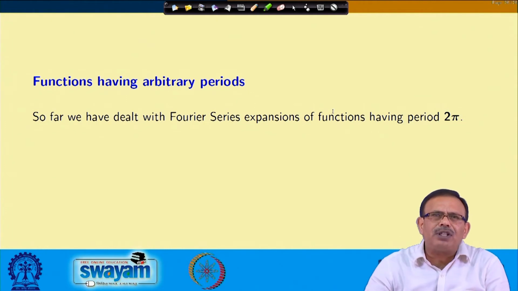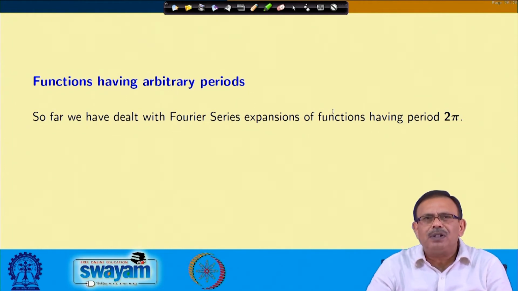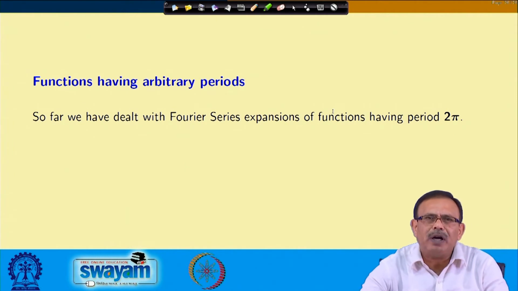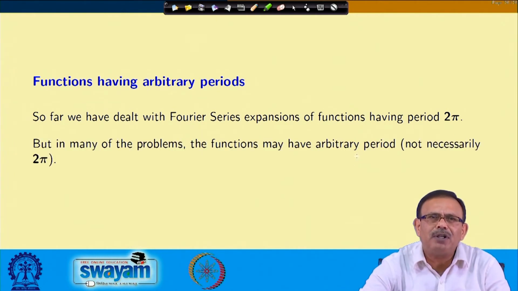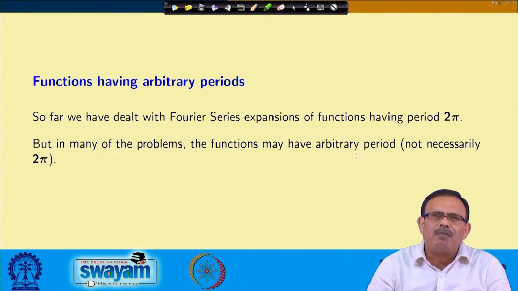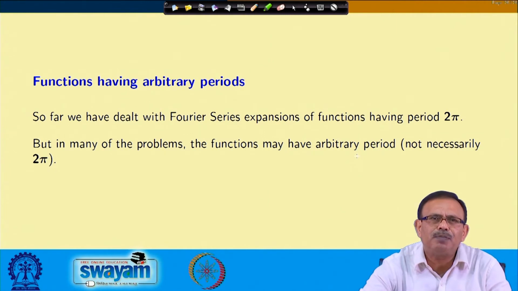Now, functions having arbitrary period. So far what have we done? We have dealt with Fourier series expansion of functions where the period is 2 pi. But if it is of arbitrary period, what will happen? In many practical and engineering problems, we find that the function may have an arbitrary period, not necessarily twice pi.